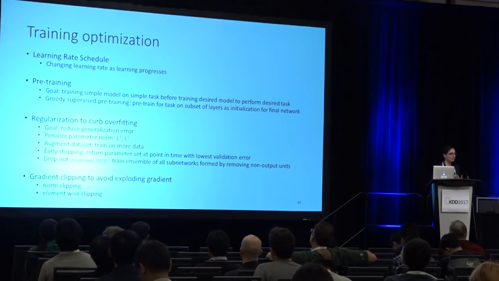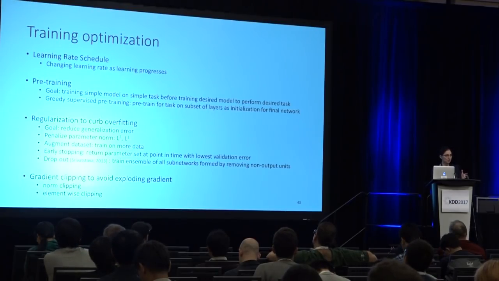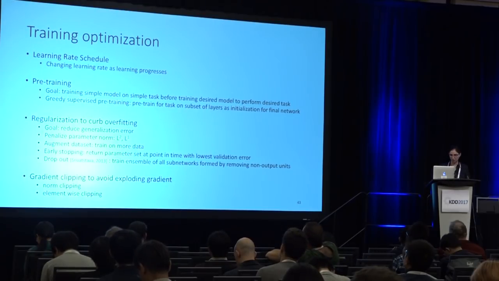Another very common practice is that of pre-training. So the idea of pre-training is, imagine you have a very complex network that you want to accomplish some desired task. So instead of training directly the very large network, you will break it, for example, into sets of sublayers. And you will pre-train those sets of sublayers on a simpler task, and then use the parameters you got from that training as an initialization for training the final network. And there are also different ways to do that.